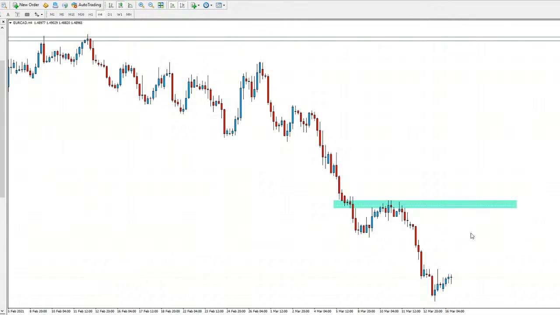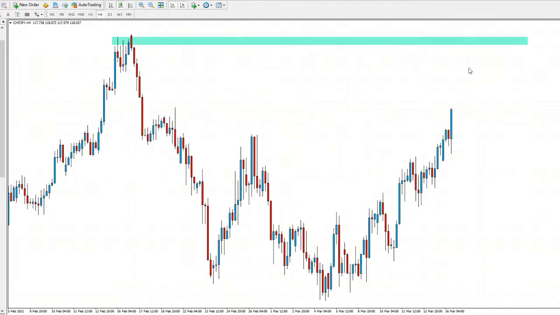But I think the bigger move for EuroCAD is to the upside, and for CHF I think we're going to continue to the upside and probably see some higher highs soon, maybe by the end of the week for that pair. So I hope that analysis helped.